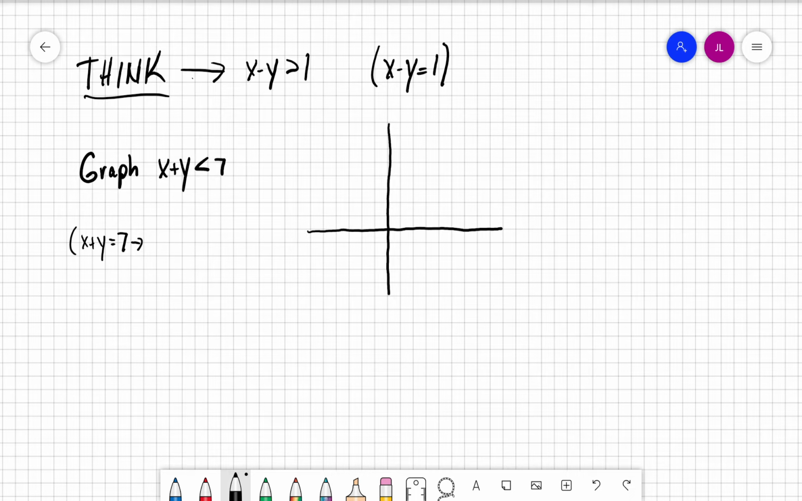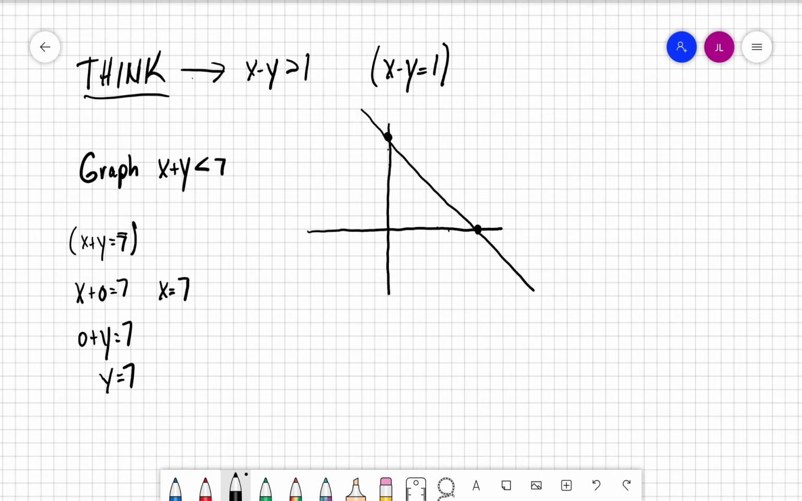So we look at this. We put 0 in for y, so x plus 0 equals 7, x equals 7. So we'd have 7 on the x-axis: 1, 2, 3, 4, 5, 6, 7. Now if we want to know what y is, we put 0 in for x. So 0 plus y equals 7, y equals 7. So y would be 7: 1, 2, 3, 4, 5, 6, 7. So this is going to be our point.